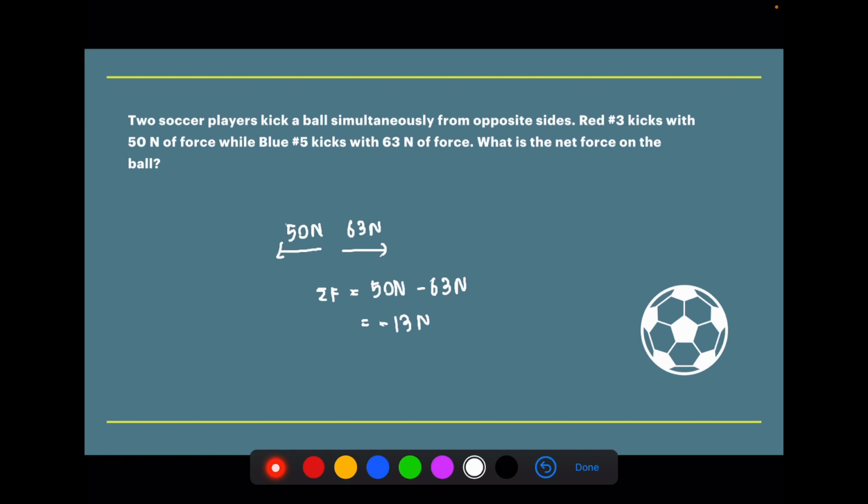We can say it like this: it is going 13 Newton away from the blue ball, but it is going 13 Newton toward the red ball.